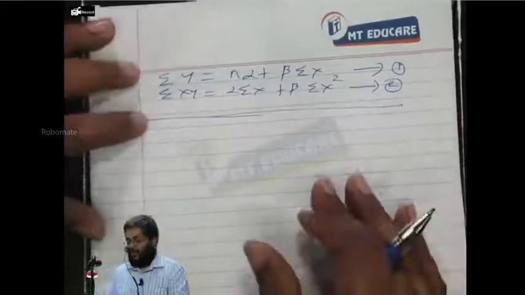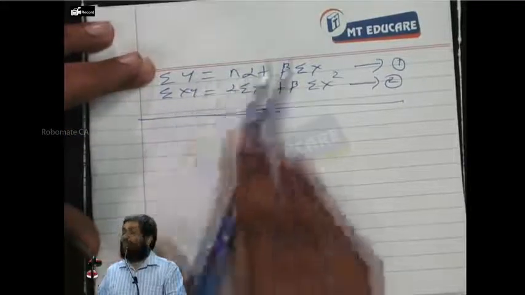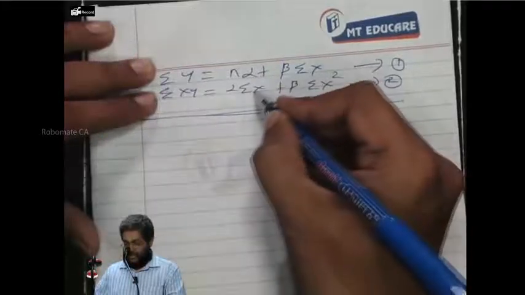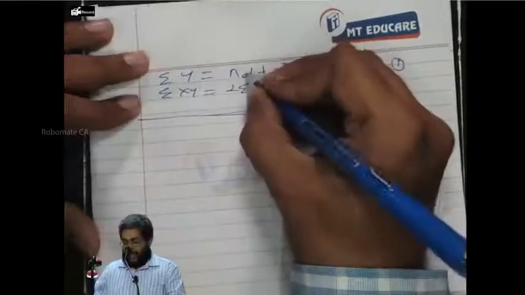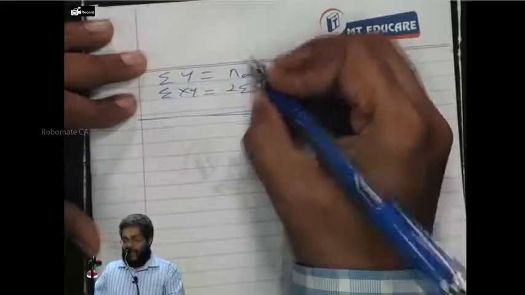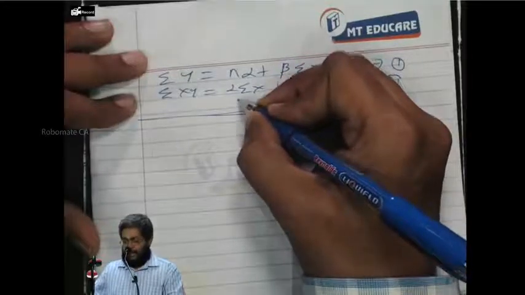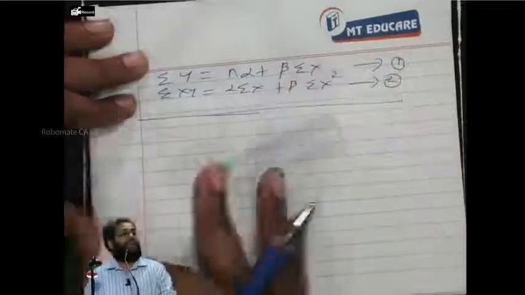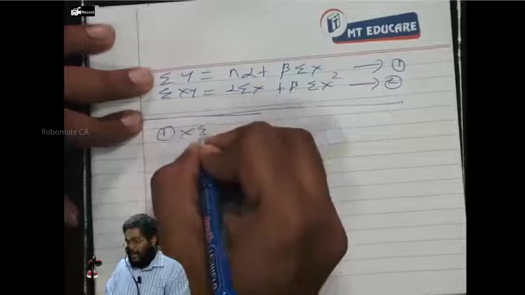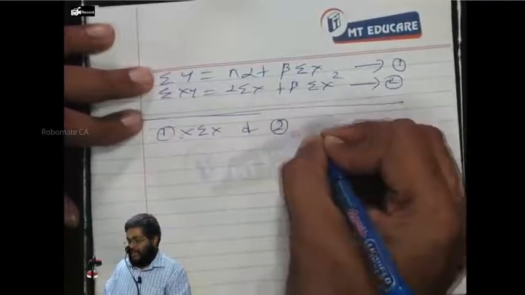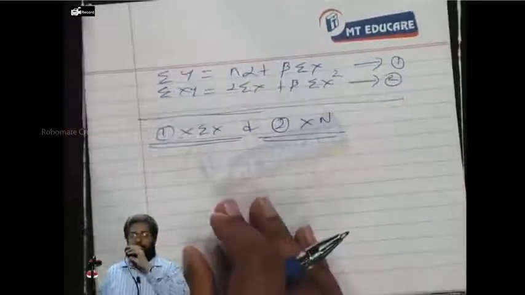What I do is, the first equation I multiply by sigma x. I multiply by what? Sigma x. Yes or no? The second equation I multiply by n. I multiply the first equation by sigma x so that this becomes n alpha sigma x, and this is multiplied by n, becoming n alpha sigma x, so that I can cancel it to find beta. Yes or no? So equation 1 I multiply by sigma x, and equation 2 I multiply by what? N, and let us see what is going to happen now. Please respond, yes or no?